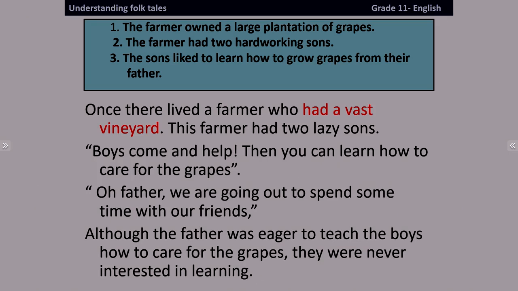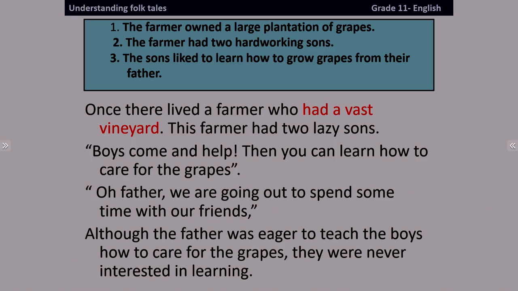Do you know the meaning of the word vast here? What does it say? Vast means large. So what can you say about the first statement? The farmer owned a large plantation of grapes. Yes, you're correct. It's true. Now what about the second one? The farmer had 2 hard-working sons.